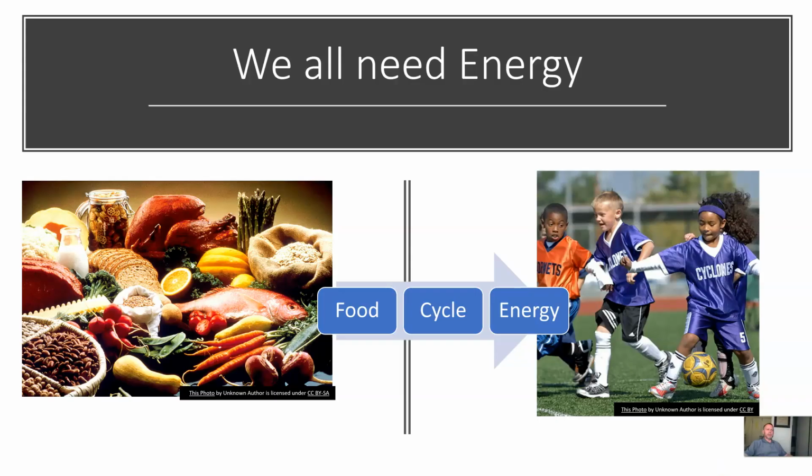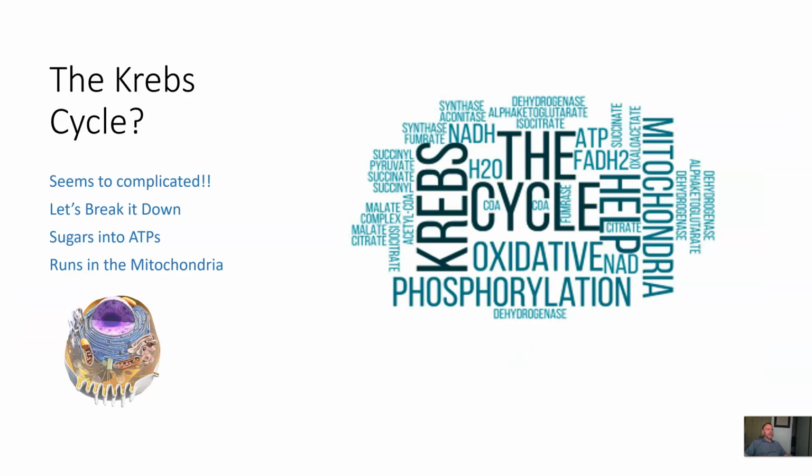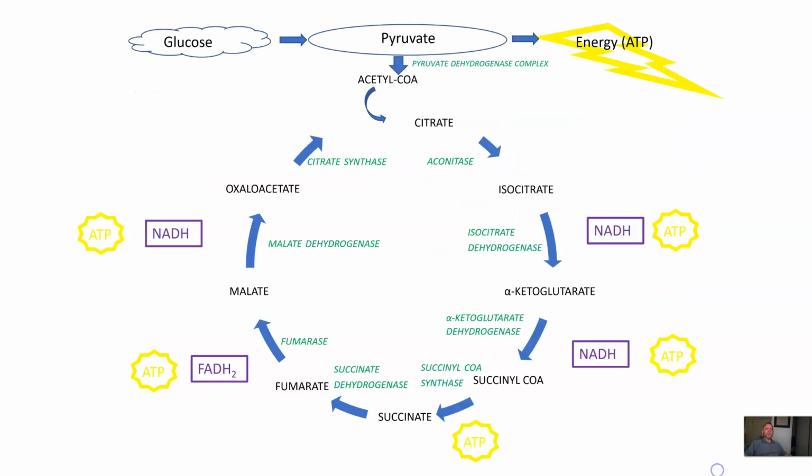So we all need energy, and we need the food we eat to be converted into energy. So the Krebs cycle is one of the cycles that does this. Now it seems very complicated, it's a lot of large words that are difficult to say, so I'm going to break it down. The whole purpose of this is to turn sugars into ATP molecules, which are energies for the cell. It runs in the cell's mitochondria.